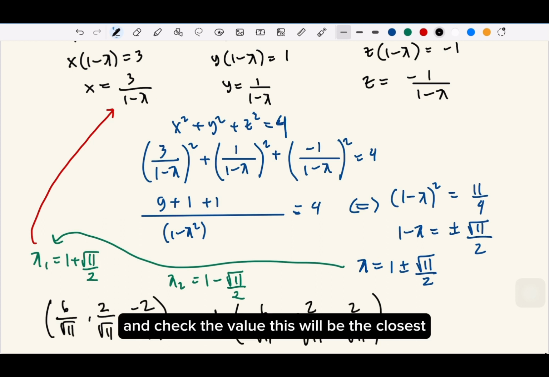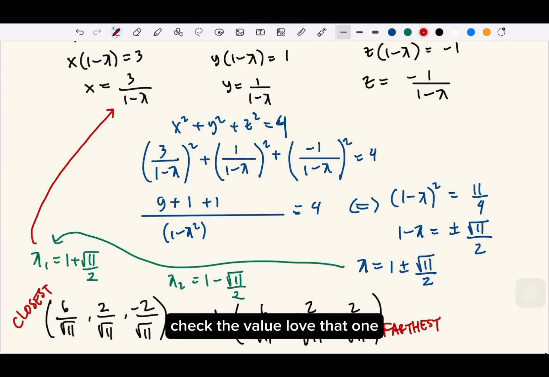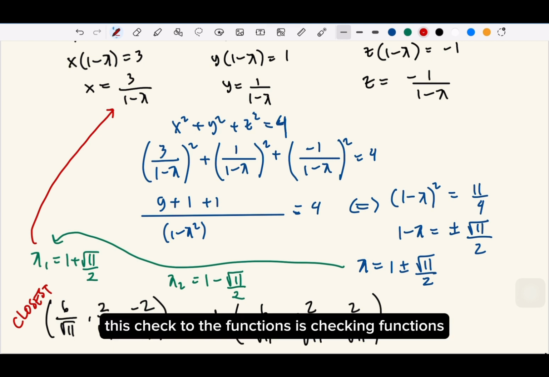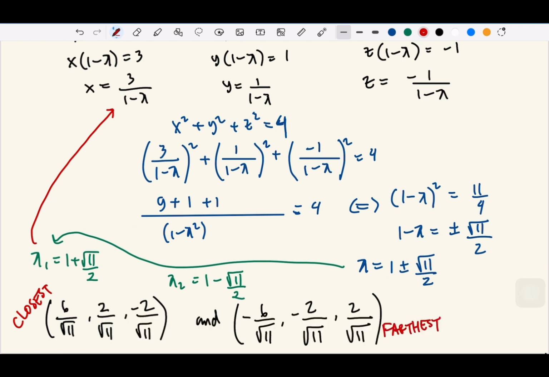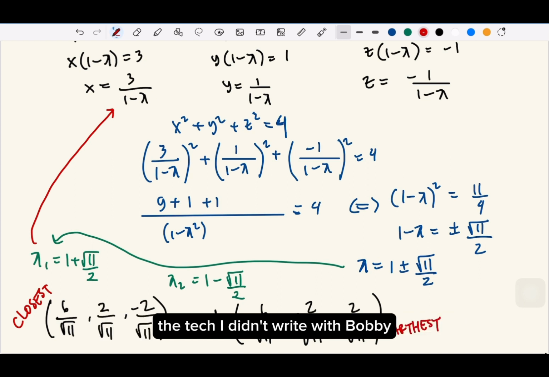And then check the value. This will be the closest. This will be the farthest. Of course, you need to check the value of lambda 1 in the function. If it is minimum, it is closest. If maximum, it is farthest. So check. I didn't write the value, but you need to check.